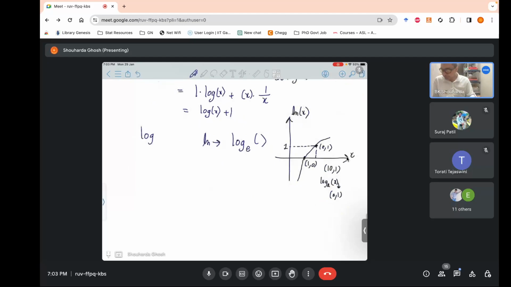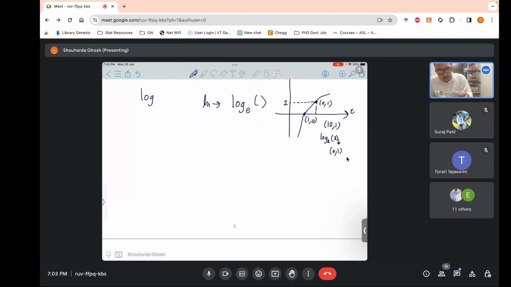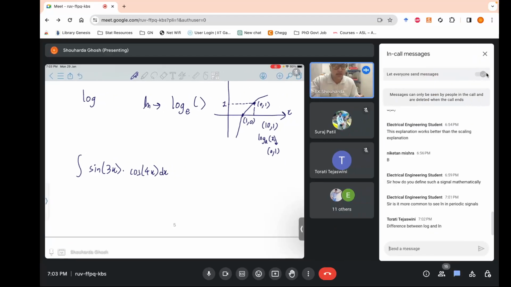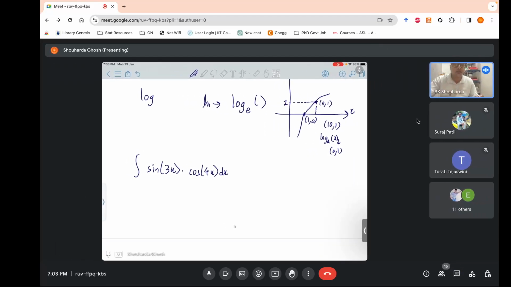Fine. Now our next question is the integral of sine 3x into cosine 4x dx. It's a brief revision of whatever mathematics we have studied in 11th and 12th, because we will require them a lot in these courses. Engineering is a very big carry forward of whatever you learned in 11th and 12th, and an extension to that.